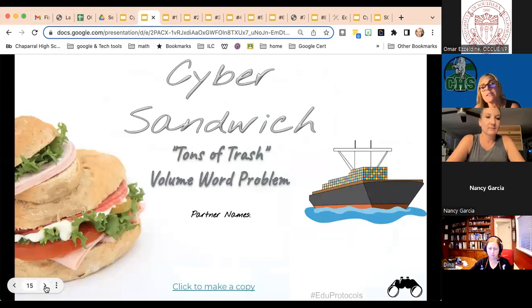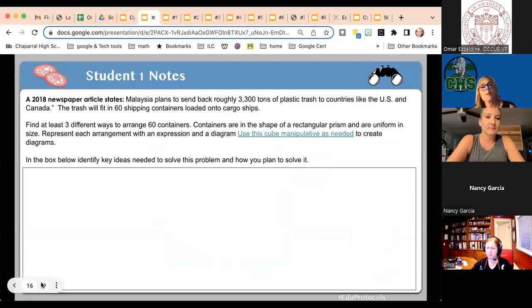This is a 5th grade task called Tons of Trash. It's like a volume word problem, and it talks about a newspaper article about sending tons of plastic trash to countries like the US. It's coming across in containers, 60 shipping containers loaded onto cargo ships. You ask the students to find at least 3 different ways to arrange 60 containers, which are in the shape of a rectangular prism, and represent each arrangement with an expression and a diagram.